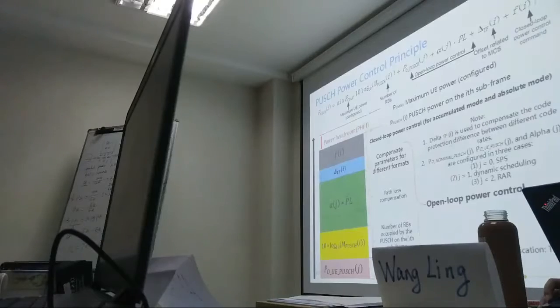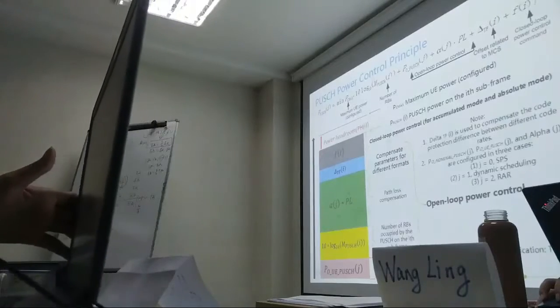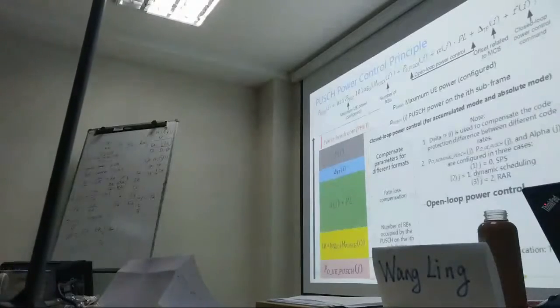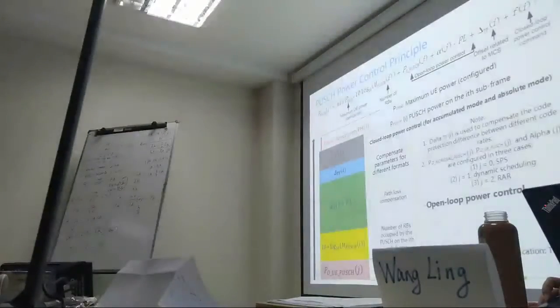So we have the SPS and the dynamic scheduling, and also message 3, which is different. It is a PUSCH message. We need to transmit message 3 based on the random access response. So it totally has 3 kinds. Equals 0 means it's SPS. Equals 1 means this is dynamic scheduling. Equals 2 means it's used for the random access procedure.